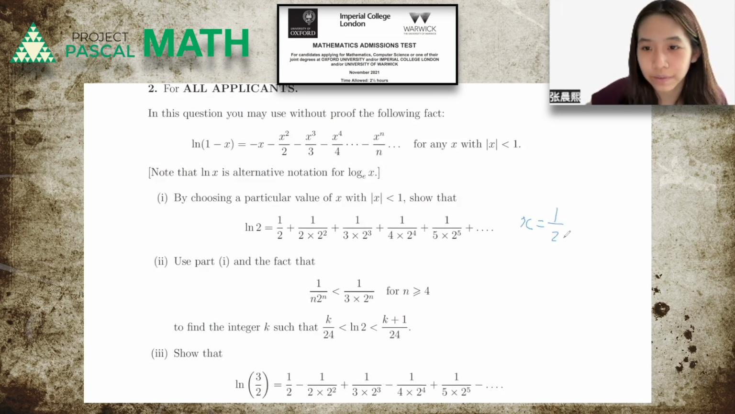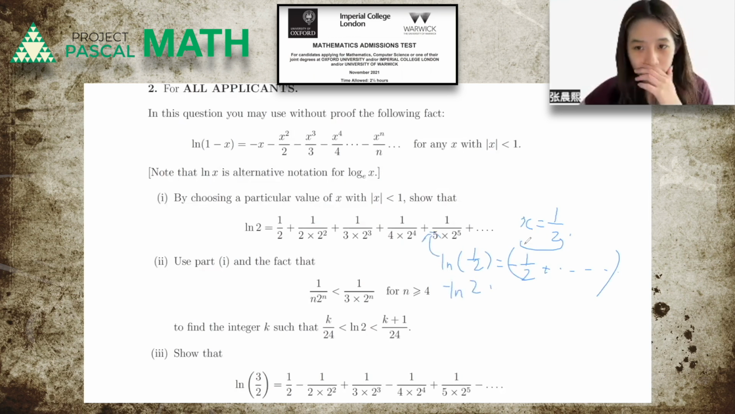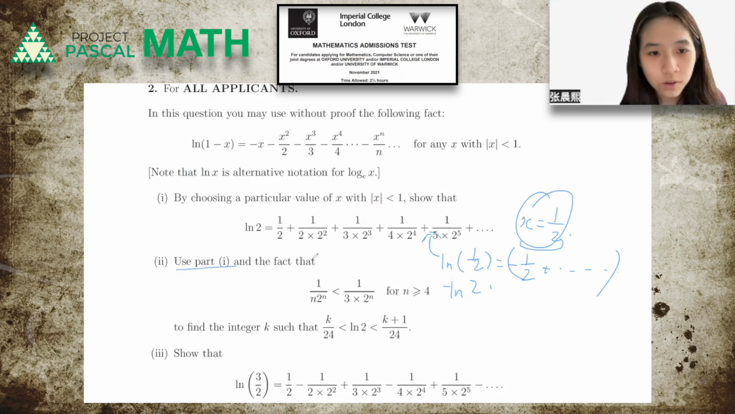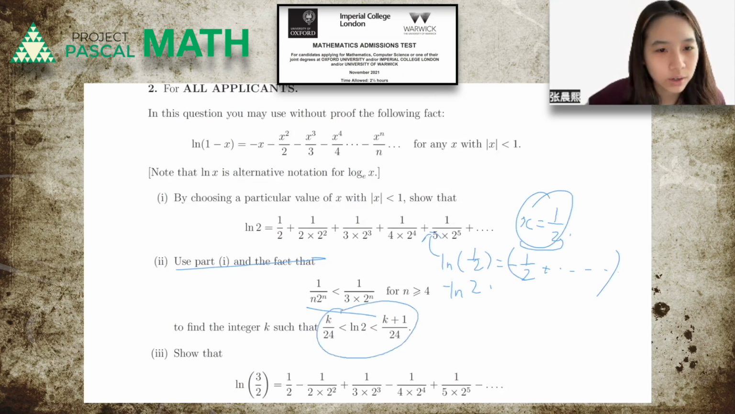x equals to half. When you sub in x equals to half, it gives you ln half equals negative half plus whatever this is, all in negative. But this is equal to negative ln 2 as well, so you're able to get this. So you sub this in, and then you use the fact that whatever to find the integer k such that this is true.